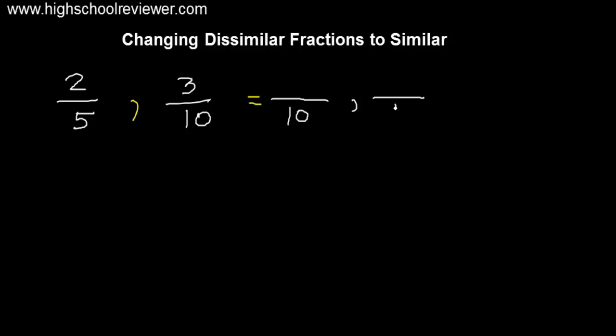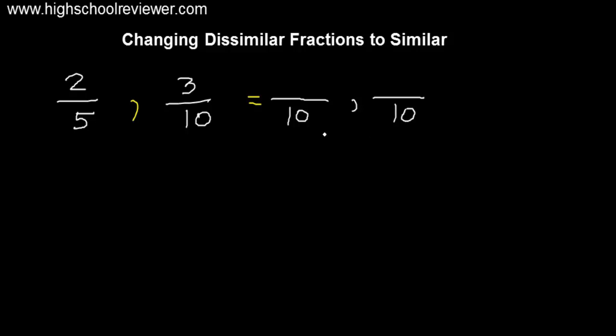Changing dissimilar fractions to similar. Our given, we have 2 over 5, 3 over 10. To change these to similar fractions, we are going to get their least or lowest common denominator, which is also their LCM. Now the LCM of 5 and 10 is equal to 10. We will put here 10 and another 10.